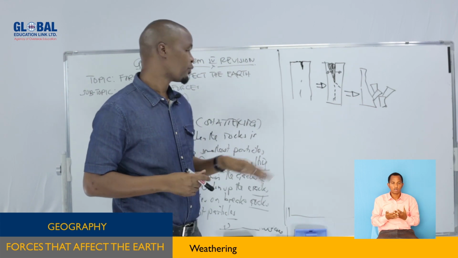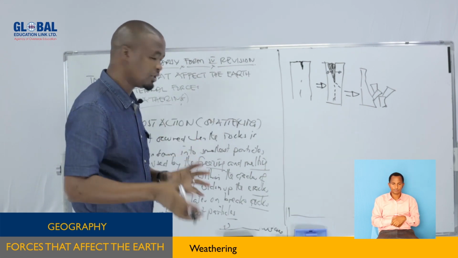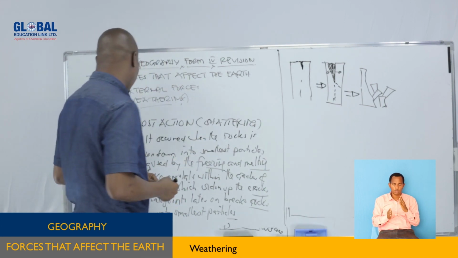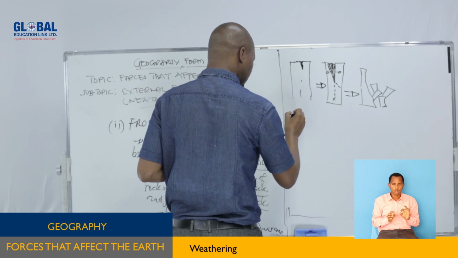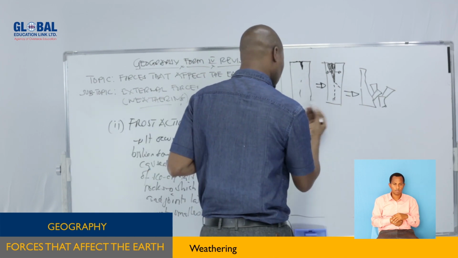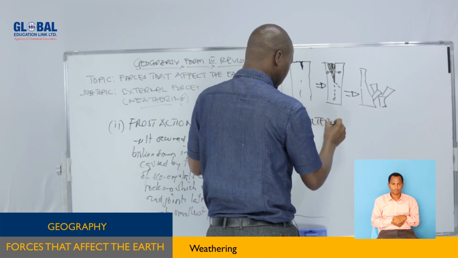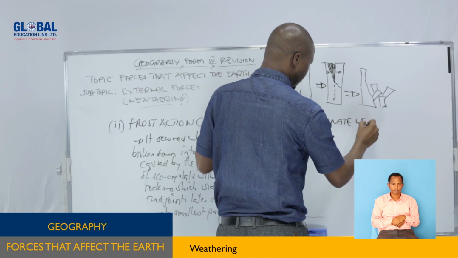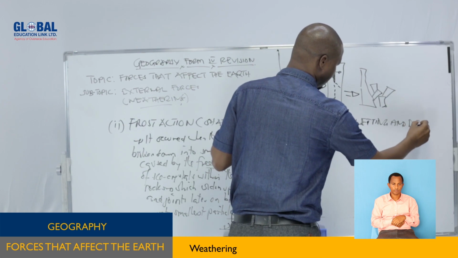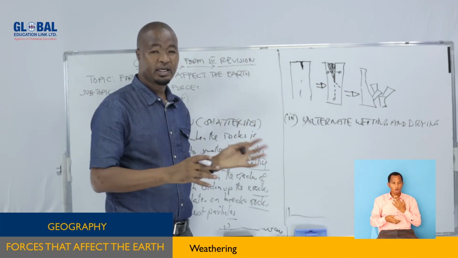Are we together? So we have seen the temperature, the thermal expansion or the temperature change and its process. Then we have come to the second process, which also involves the climatic condition. So let's see this one. The last process is what we call alternate wetting and drying. See, this is another process which involves the climatic change.